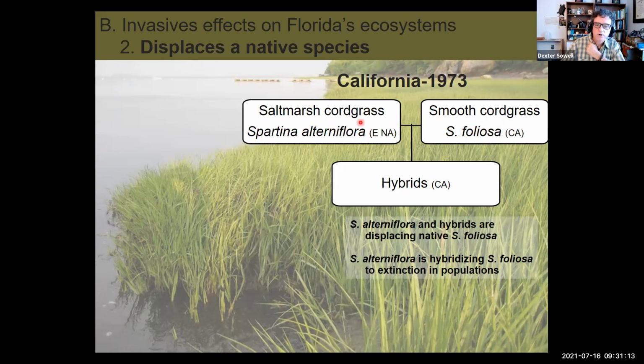Because salt marsh cordgrass is such an aggressive invasive, it is actually vegetatively outcompeting the smooth cordgrass, and it's also hybridizing the native out. In addition to this one hybridizing with this one directly, the hybrids are producing pollen that feed back into this. So the smooth cordgrass is getting hammered both vegetatively and reproductively by this species.